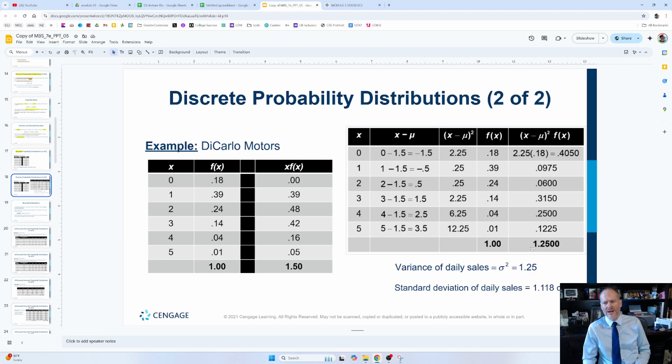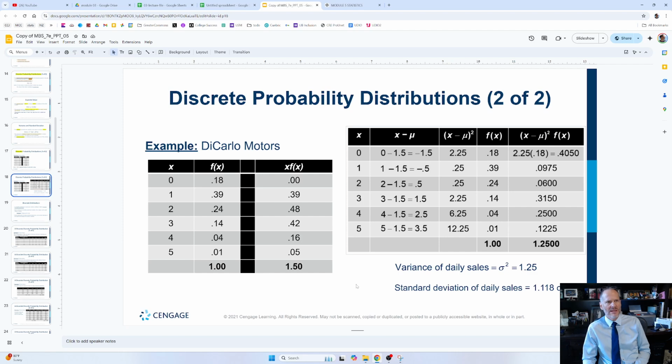So here we get the variance is 1.25 once we do all that calculation. And then the standard deviation is just going to be the square root of that variance. So how much do things deviate on a standard daily basis? It deviates 1.18 cars. So our mean is 1.5, and we could deviate 1.18 every day on how many we sell. So that's one standard deviation. We might have 2.618 cars sold on one day as our standard deviation over time. That gives you an idea.